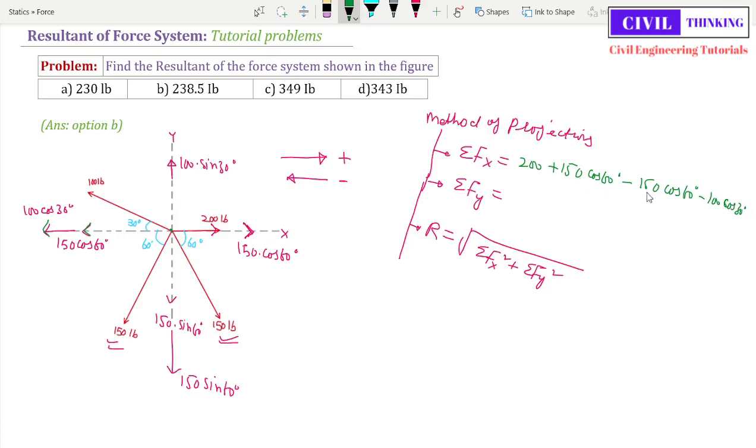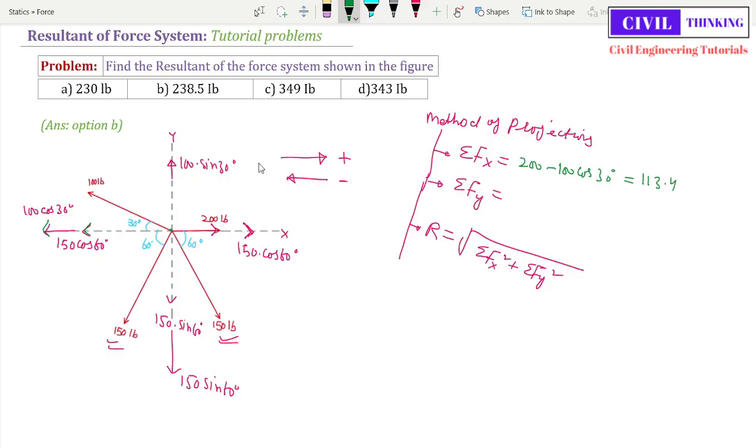So how much is it now? 150 cos 60 and 150 cos 60 will cancel out each other, so I will just erase them. We are only left with minus 100 cos 30 degrees. Let me use a calculator to find how much it is. Alright, it is approximately 113.4 pounds.